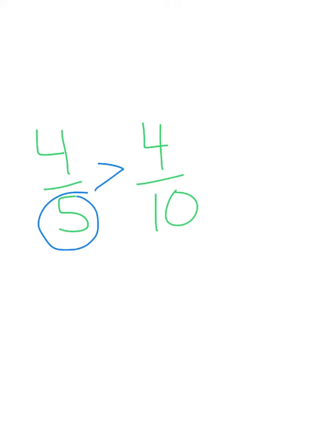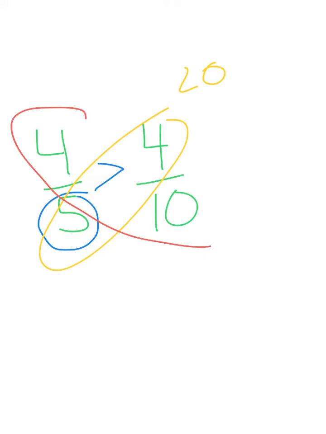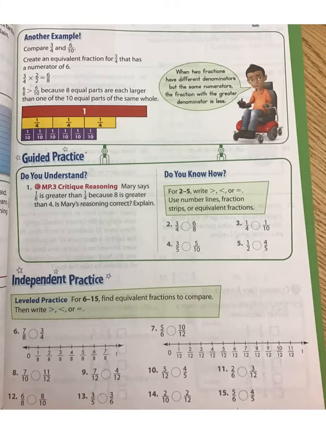So if I multiply across, I'm going to multiply 4 times 5, which is 20. And now here, I'm going to multiply 4 times 10, which is 40. It's right. 4/5 is greater than 4/10. You can use this way when you are solving your problems today. Let's go ahead and do the guided practice together.